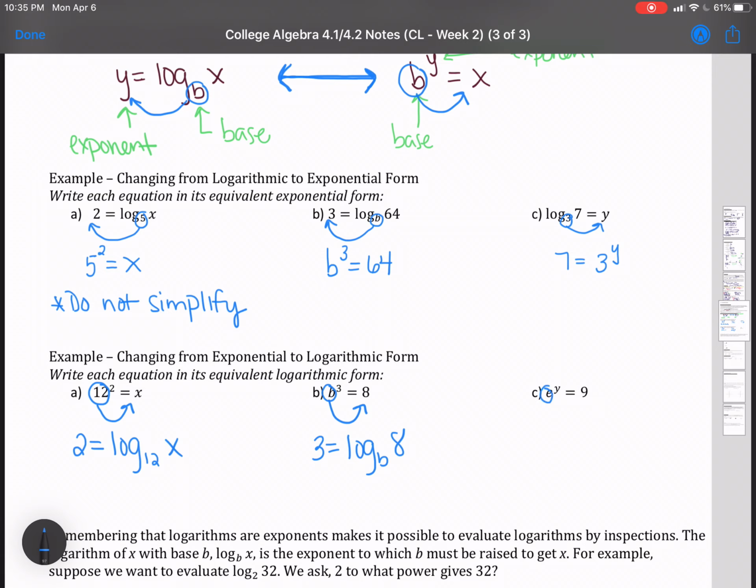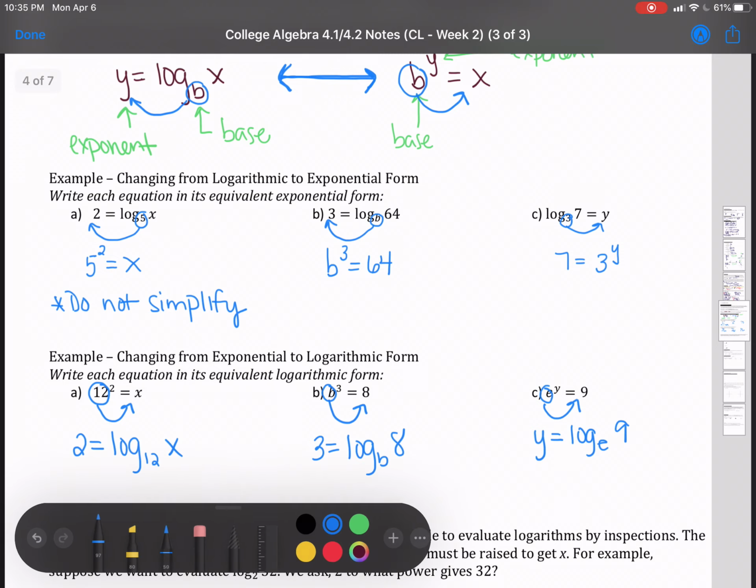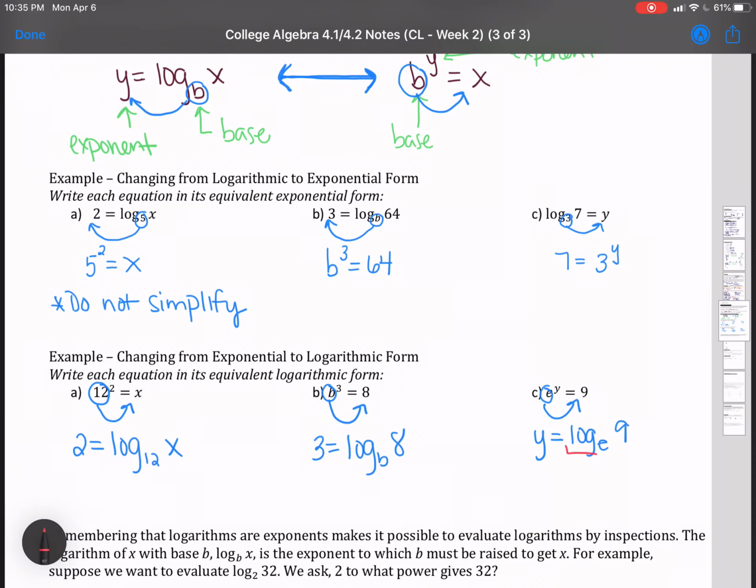So if we loop and swoop this to the other side, we have y equals log base e of 9. And log base e, which we're going to talk about later, has its own expression. We can rewrite this as y equals the natural log of 9. These two things are the same. It depends on whether the problem wants you to write it in terms of log or in terms of the natural log.